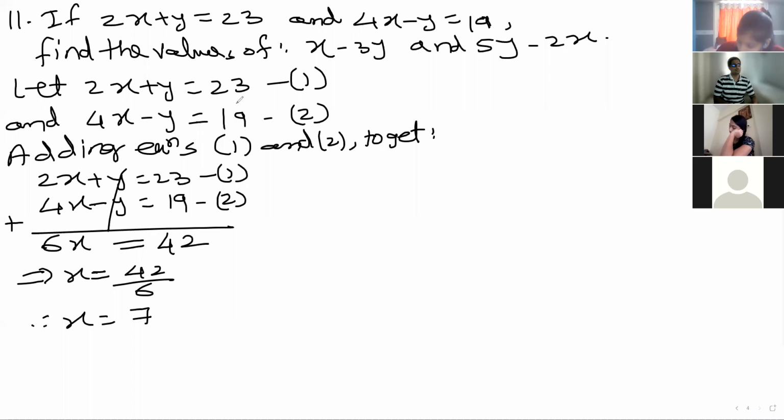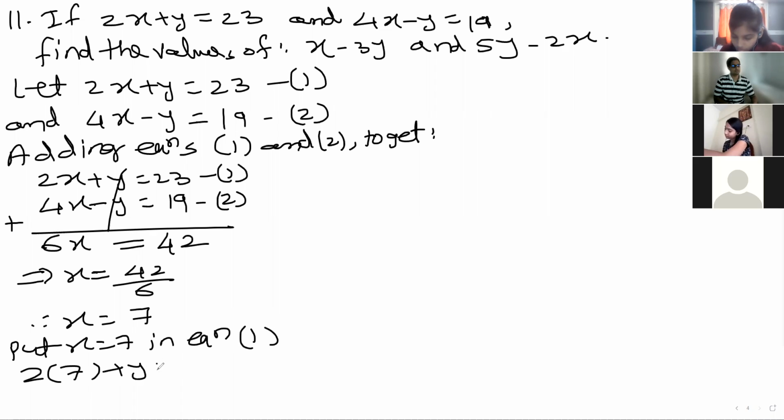Okay, so you can put x is equal to 7 in equation 1. So you get 2 times 7 plus y is equal to 23. So y is equal to 23 minus 14. No, y is not 2. Y is 9.